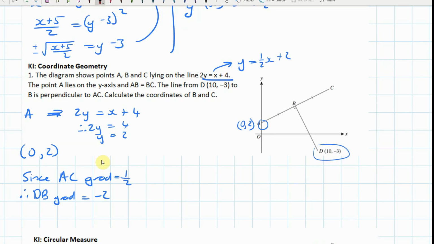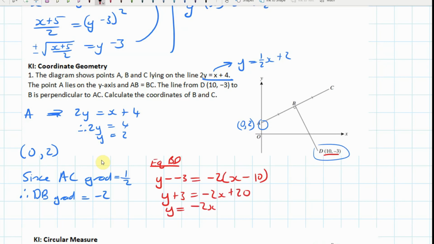So the equation of BD is going to be y minus y1, so I'm using these here, equals m, which is our gradient, times x minus x1. Now we will get this, and we're just going to subtract the 3 from both sides, and we get that. So now we've got two equations. We've got an equation here, and we've got this equation here, and we want to find out where they meet, which is at B.